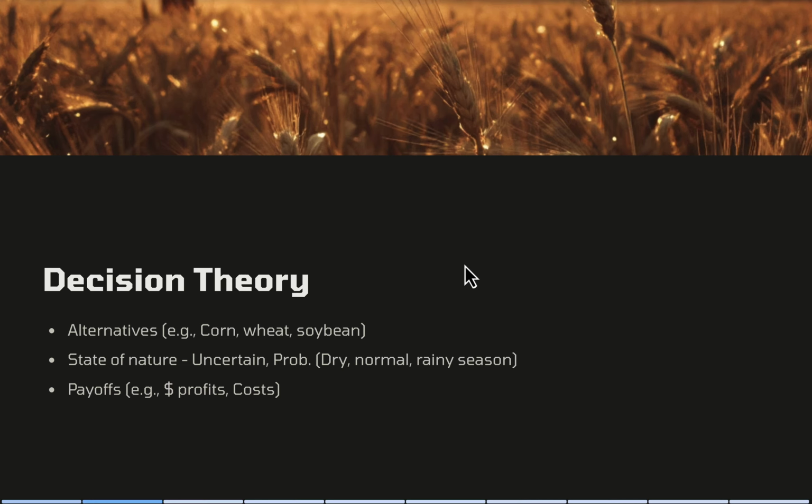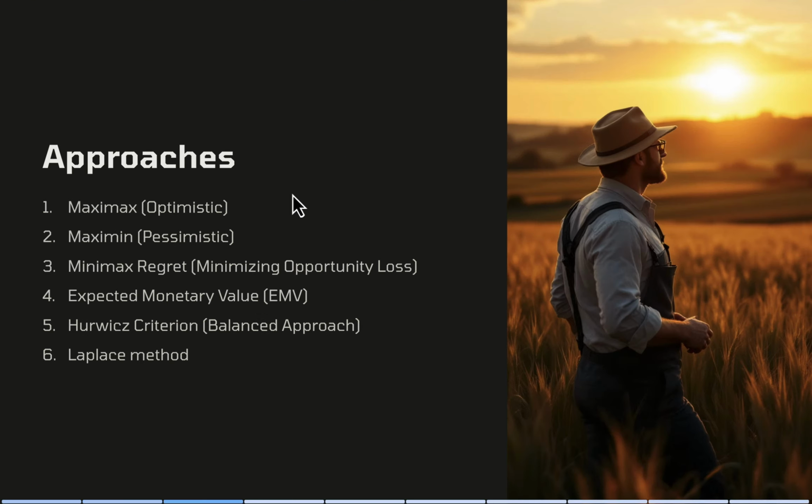In decision theory, we use uncertainties and expected payoffs to make a decision about which alternative to choose. There are 6 types of criteria. The first one is maximax, also called the optimistic approach; maximin, also called the pessimistic approach; minimax regret, minimizing opportunity loss; expected monetary value; Hurwitz criterion; and Laplace method.